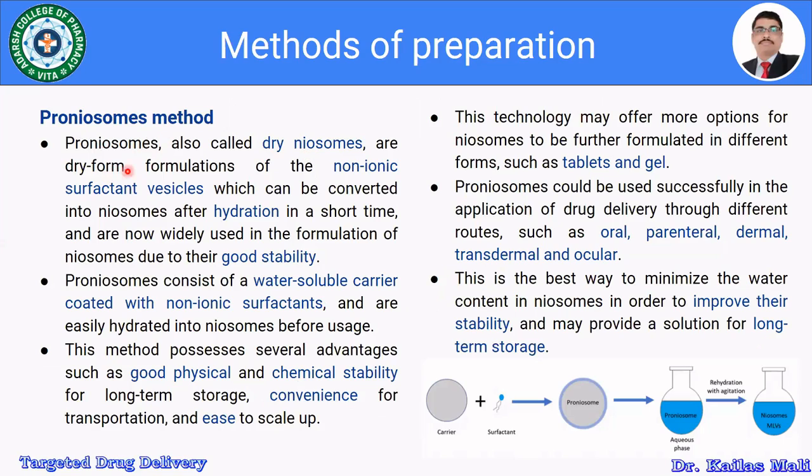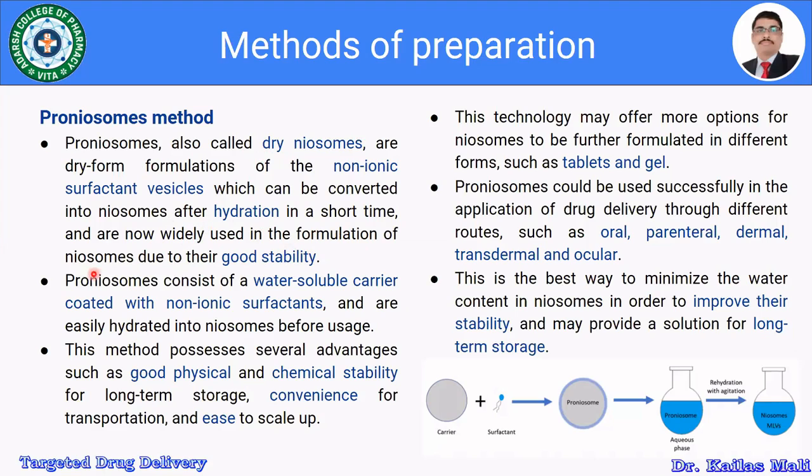A dry form of formulations of the non-ionic surfactant vesicles which can be converted into the Niosome after hydration in a short time and are now widely used in the formulation of Niosomes due to their good stability. So in the case of Proniosome method, Proniosomes are the dry Niosomes, and at the time of delivery we are supposed to hydrate these Proniosomes.